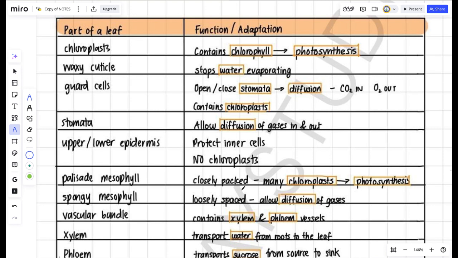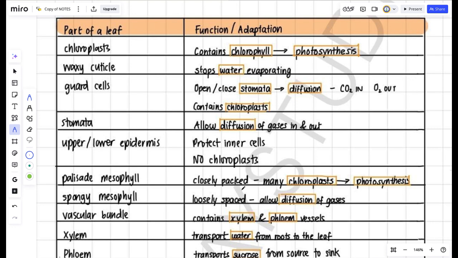The chloroplasts are found in the palisade mesophyll of the plant. They are found just below the upper epidermis, and they contain the chlorophyll, which helps to trap the sunlight energy in order for photosynthesis to take place.